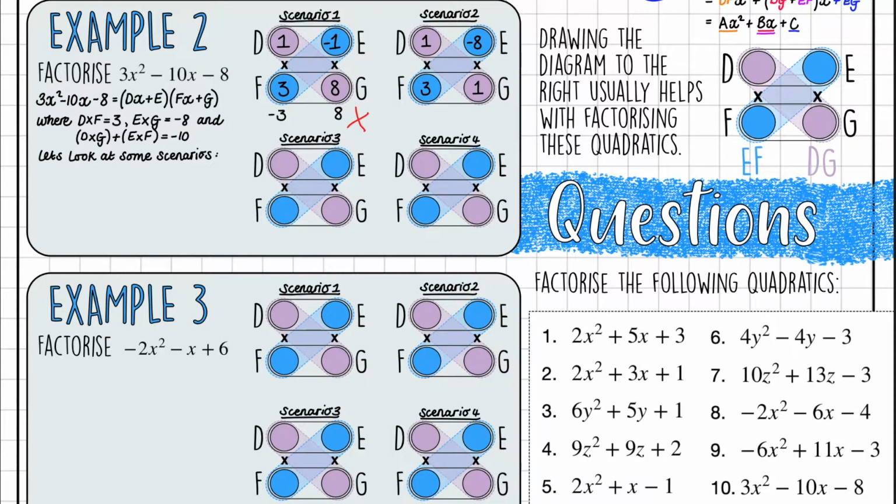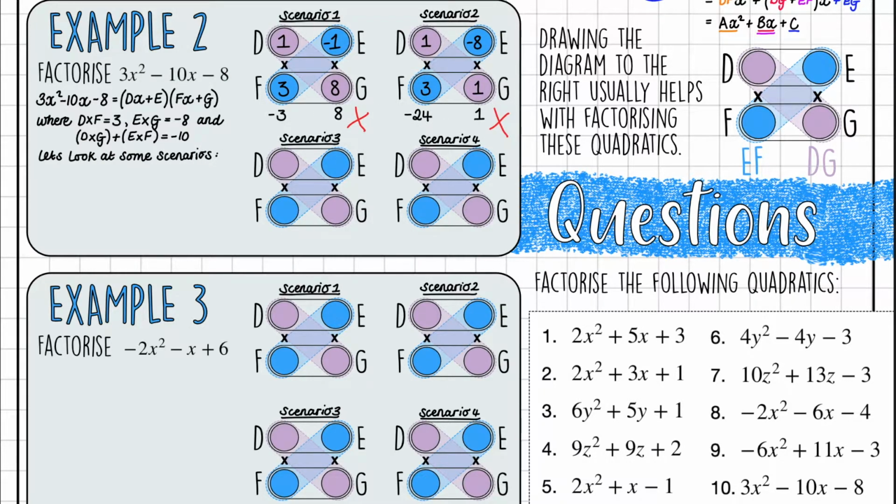D times by g is 1 times by 1, which is 1. And we'll write that there. E times by f is minus 8 times by 3, which is minus 24. Now, like we said, these two numbers have to add up to give minus 10. However, they don't. So this scenario doesn't work for us either.